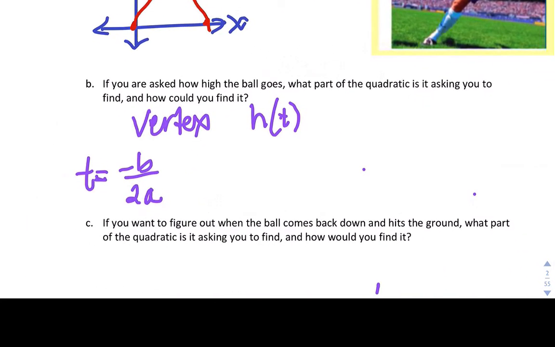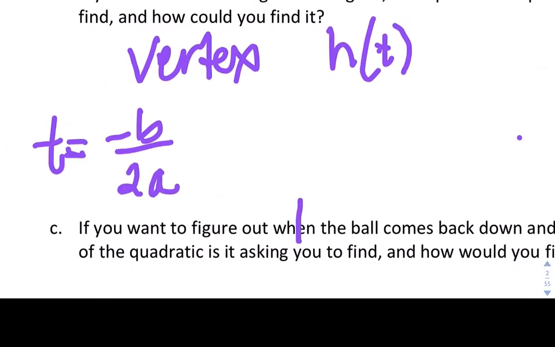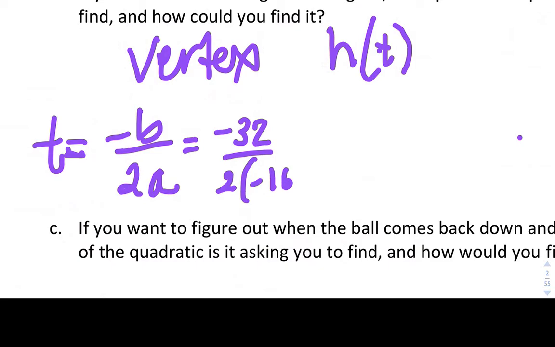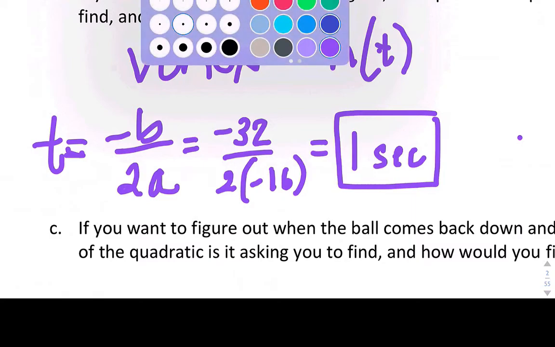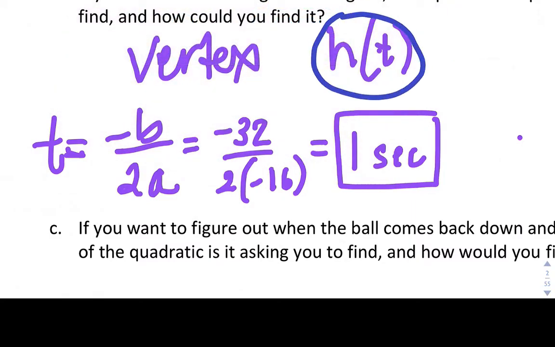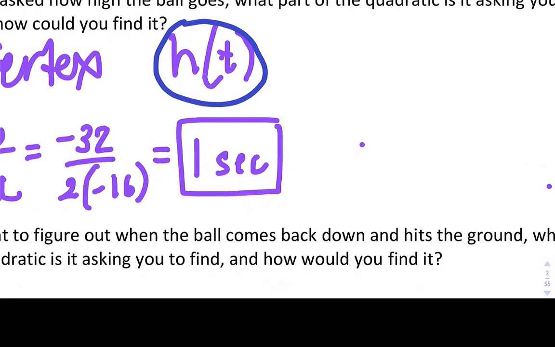Let me make this bigger here. All right, so opposite b will be negative 32 over 2 times a, which is negative 16. That's negative 32 over negative 32, which is 1. So after 1 second, that ball is going to reach its vertex, its highest point. To figure out the actual distance that it goes, that's h of t. Let's change to blue. So that's this right here. So we're going to find h of 1.